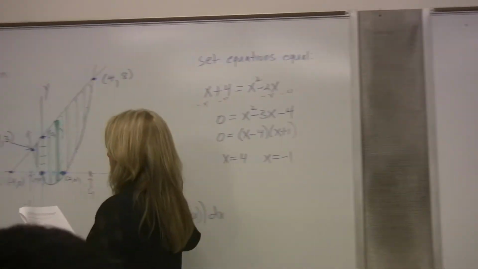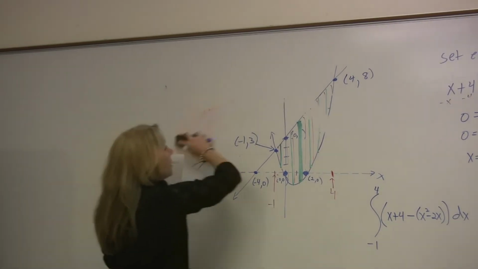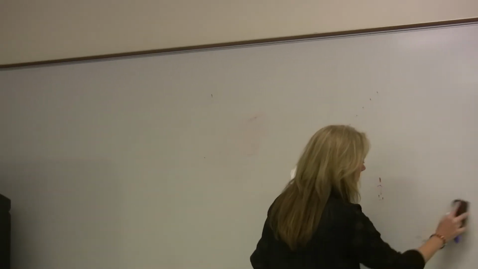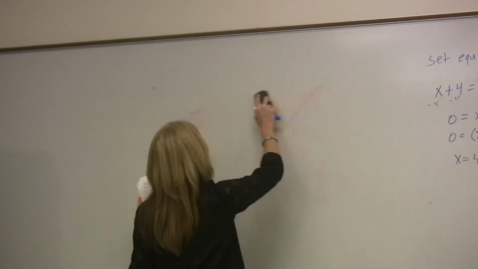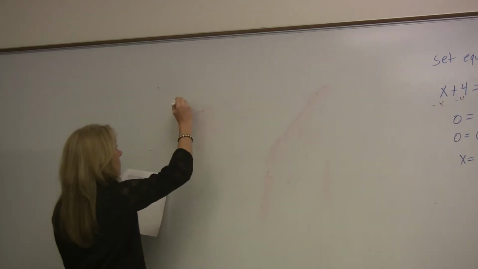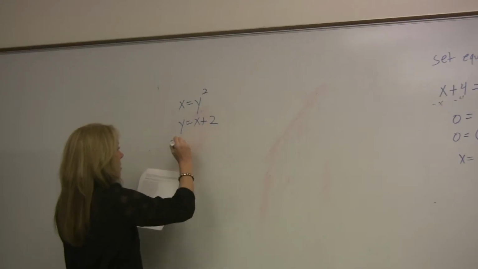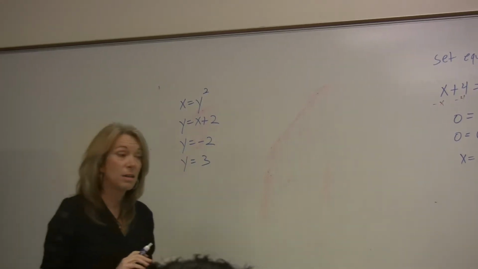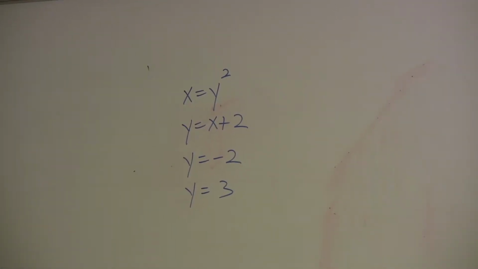So we want the area enclosed by these 4 functions now. 4 functions. Okay, someone don't let me pick the red pen up again. Someone pick up the red one, stop me. It's not erasing. I have x equals y squared. I have y equals x plus 2. y equals -2 and y equals 3. No problem, there's 4 of them now. We want to find the area enclosed by those.